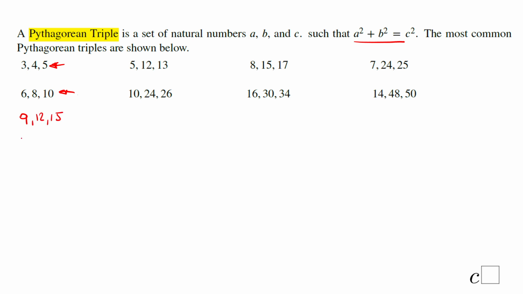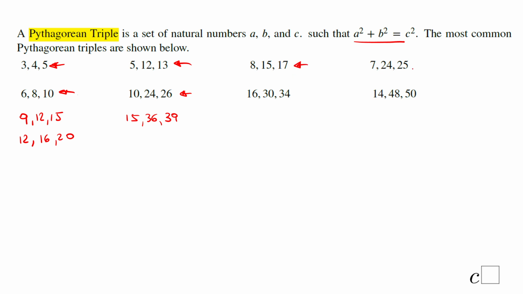Times 4 you have what? 12, 16, and 20. So if you can see a number like this, then your job is going to be a lot easier. We had this one today, 5, 12, and 13. This is multiplied by 2, and obviously you can do the same. Multiply by 3, 15, 36, 39. Multiply by 4, you can do it. And the same for more Pythagorean triples.